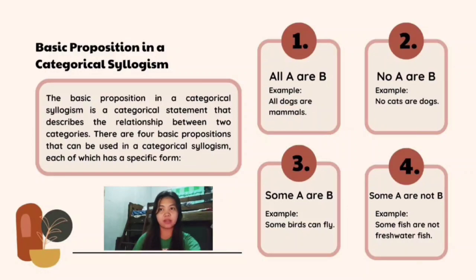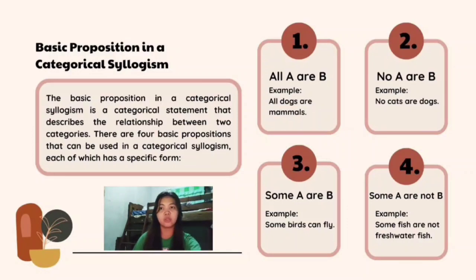The third topic was the basic proposition in a categorical syllogism. It is a categorical statement that describes the relationship between two categories. There are four propositions that can be used in a categorical syllogism, each of which has a specific form. The first one is all A are B. This proposition states that all members of category A are also members of category B. For example, all dogs are mammals.